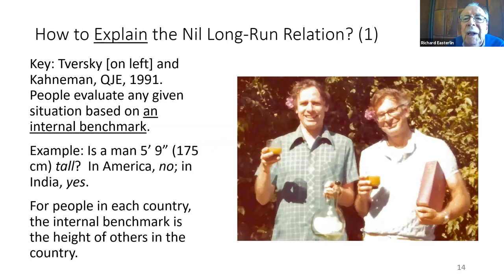Well, then, how do we explain the nil long-run relationship? And the key to the explanation is given by Amos Tversky, shown on the left of that pretty picture, and Danny Kahneman, shown on the right, in a QJE article in 1991, where their basic point is, when people evaluate a particular situation, they tend to have an internal benchmark in terms of which they evaluate it.